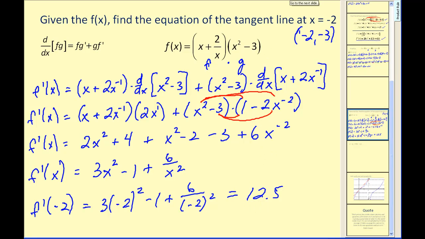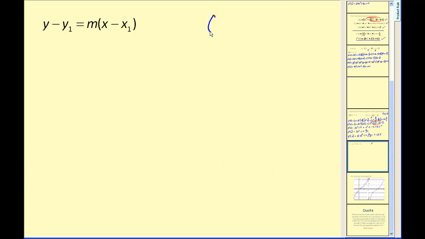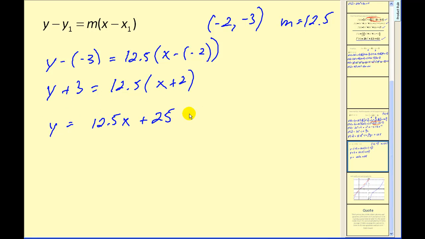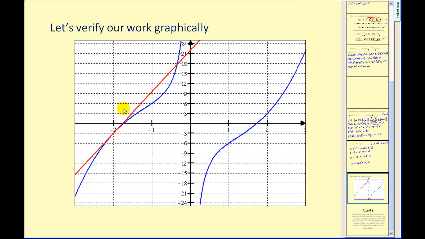Let's go ahead and find the equation now. Recall that our point was negative 2, negative 3, and our slope is 12.5. So using point slope form, we would have this, which would simplify to y plus 3 is equal to 12.5 times x plus 2. So distribute here and solve for y, subtracting 3 on both sides. We would obtain the equation of the tangent line. And go ahead and verify that. Here's our tangent line in red, and it does look like it's tangent at x equals negative 2.